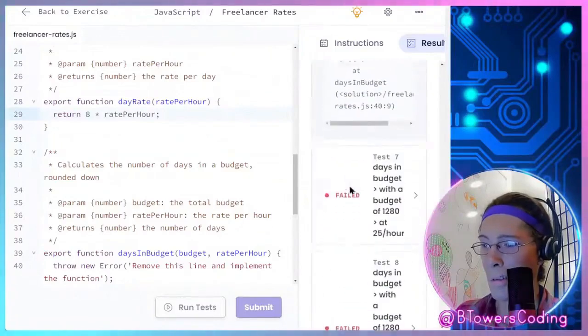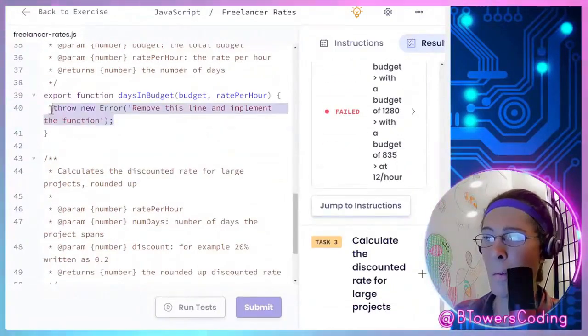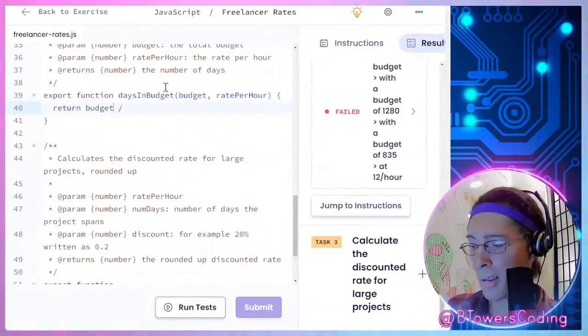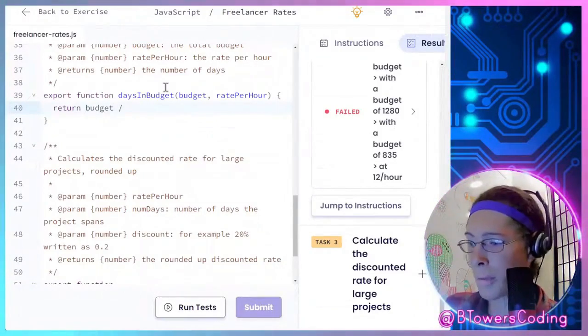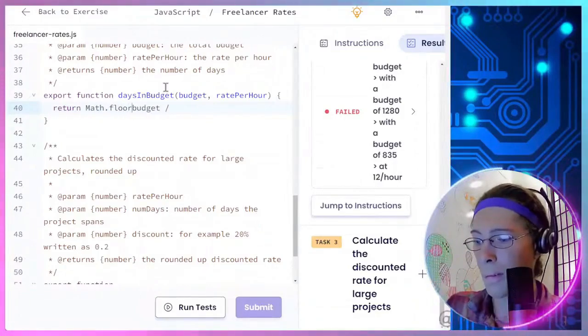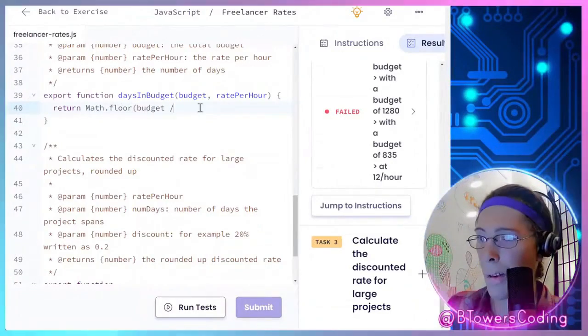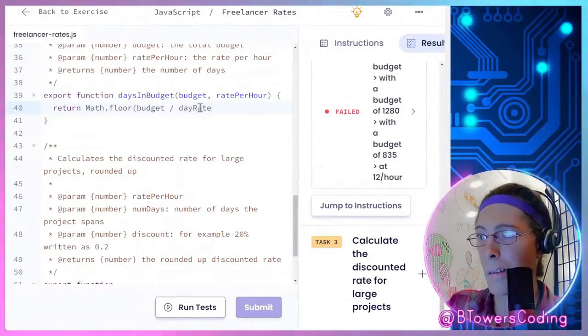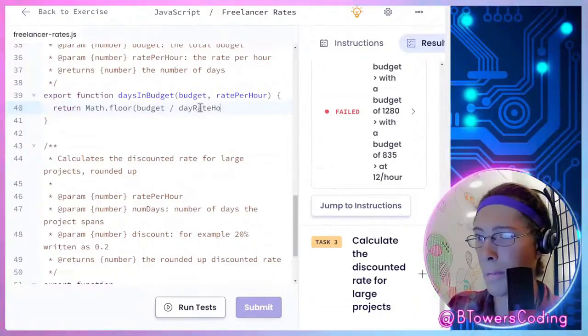And task 2 is where we are given a certain budget to work with. So actually, we're going to divide it, but then we're going to want to floor it as well to round it down to the nearest integer. And we use our day rate function that we defined above. Day rate.